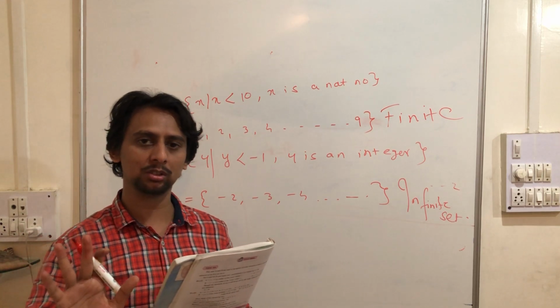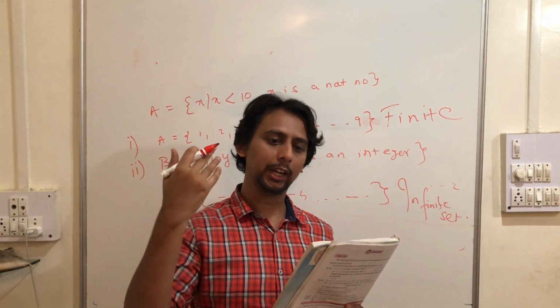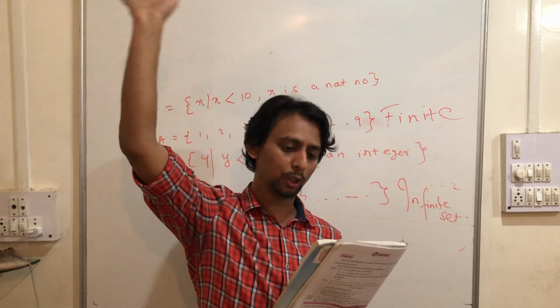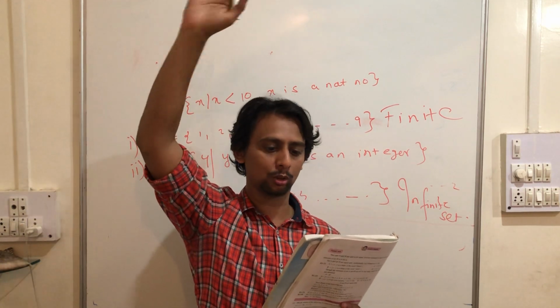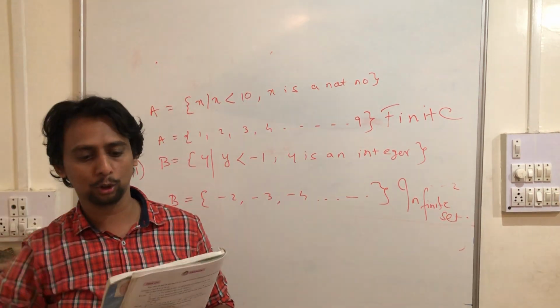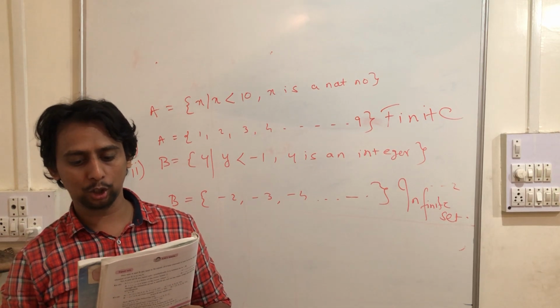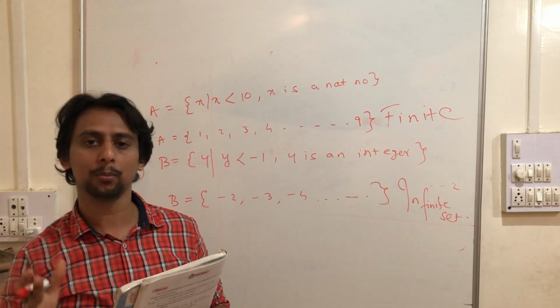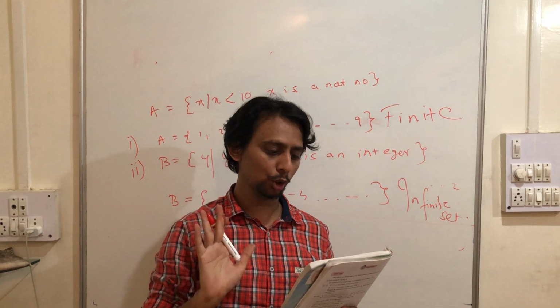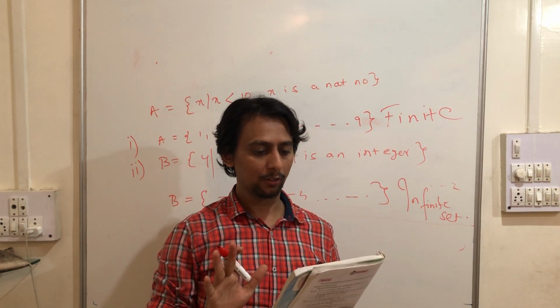Set of whole numbers. Set of whole numbers is infinite. Whole numbers will go on: 10,000 crore, 80,000 crore, 100 crore, and it will go on. Then set of rational numbers. Rational numbers will also never get over. So this is also an infinite set.